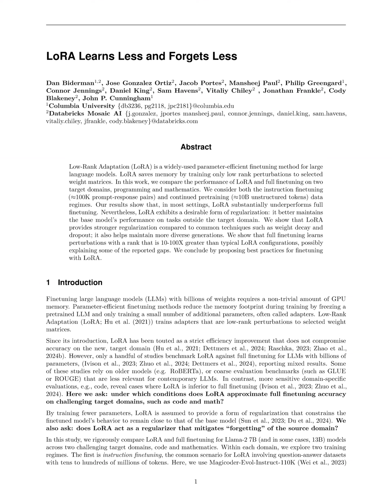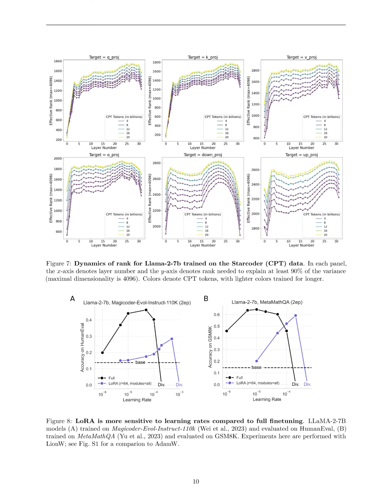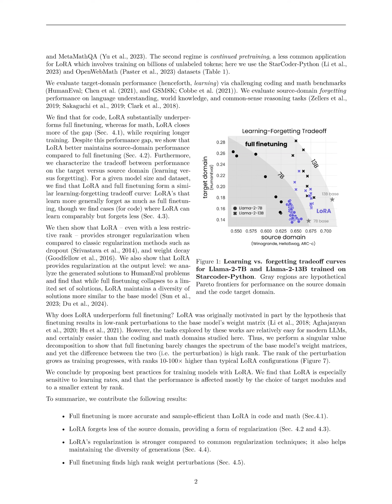The method is validated or tested through a rigorous comparison between LoRA and full fine-tuning for Llama 2 7B, and in some cases 13B, models across two challenging target domains, code and mathematics. The study explores two training regimes within each domain, instruction fine-tuning and continued pre-training. The performance is evaluated using challenging coding and math benchmarks such as HumanEval and GSM8K. Additionally, source domain forgetting performance is assessed on language understanding, world knowledge, and common sense reasoning tasks.